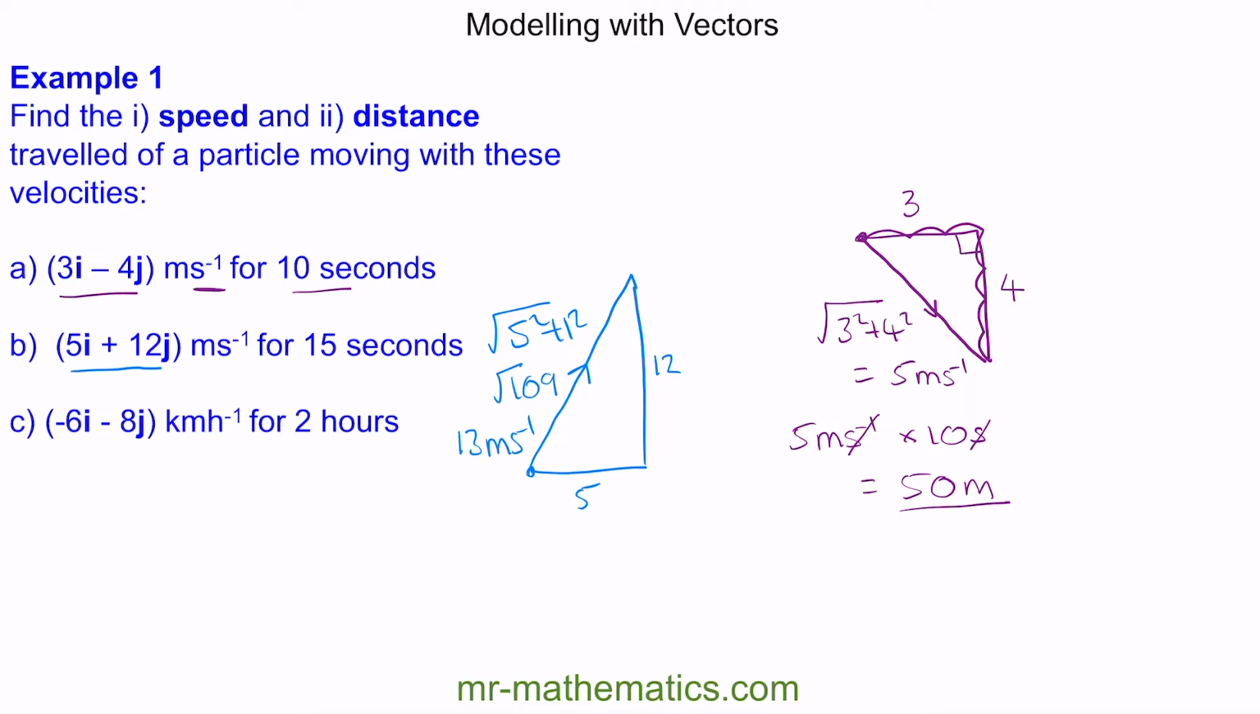And the distance, well, we're traveling at 13 meters per second for 15 seconds. The seconds and the inverse seconds will cancel. So we're traveling 195 meters. Okay, so do you want to try and work out the speed and the distance for the velocity vector in question C? You can pause the video, and when you come back, we'll go through the worked solution.